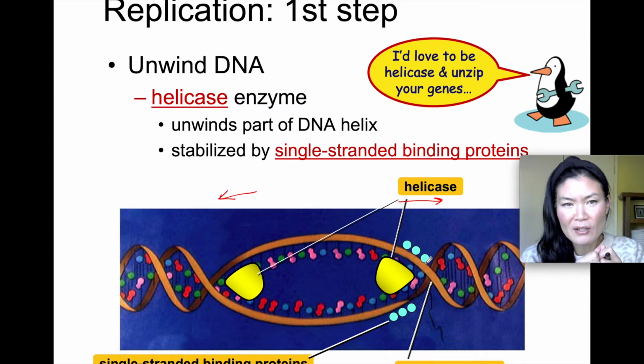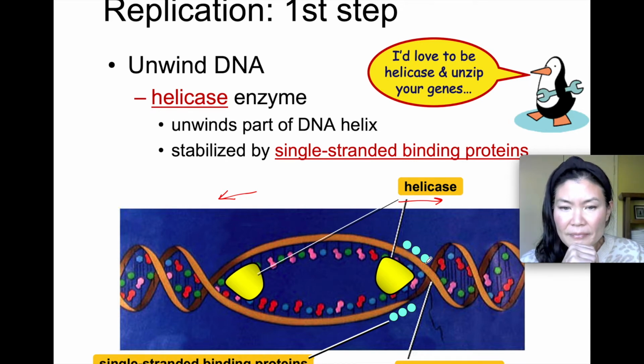Because if you think about it, if I have yarn and I'm pulling the two pieces of the yarn apart really quickly, they could get bunched up and then tangled, right? So the single-stranded binding proteins help prevent the DNA from tangling as the helicase unzips it, okay?